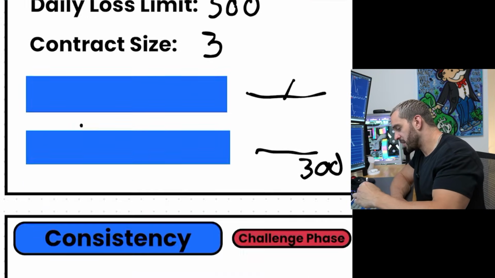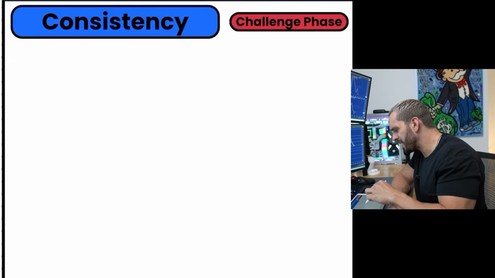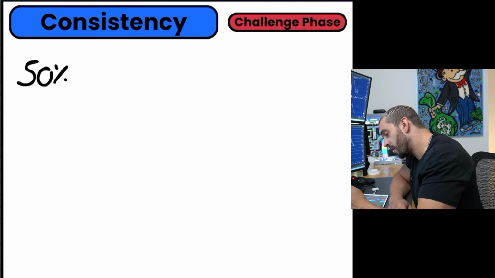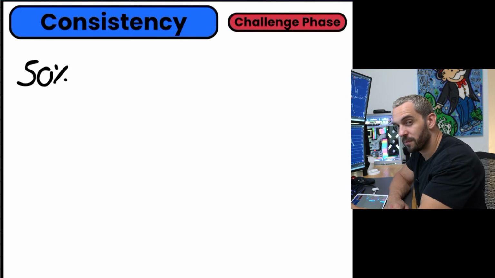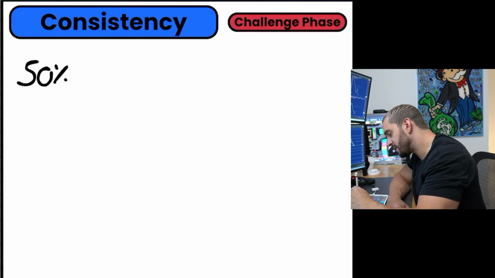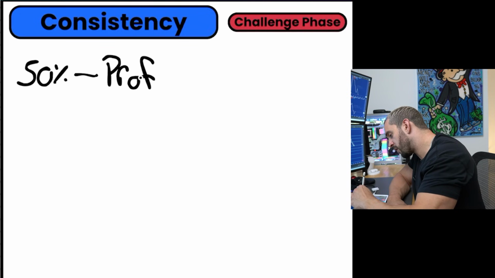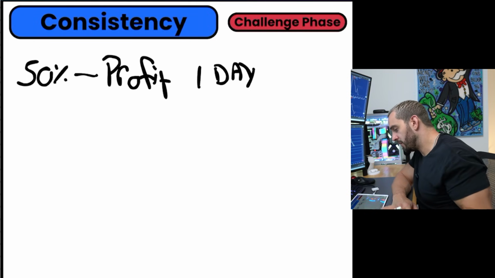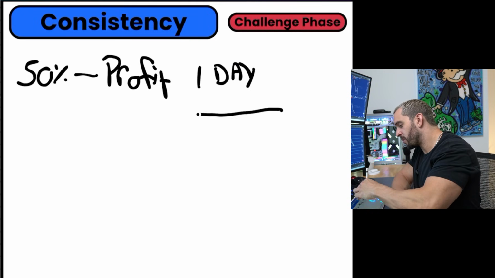Now the next rule, the consistency rule, is basically something that limits how much you're allowed to make in a single day. This is usually measured in a percentage. I'm going to use Top Step as an example because it's the first one I can think of off the top of my head that has a 50% rule in the challenge phase. And their rule basically states you're not allowed to make more than 50% of your profit target in 1 day. I'm supposed to say profit target. There we go. So you can't make more than 50% of your profit target in 1 day.